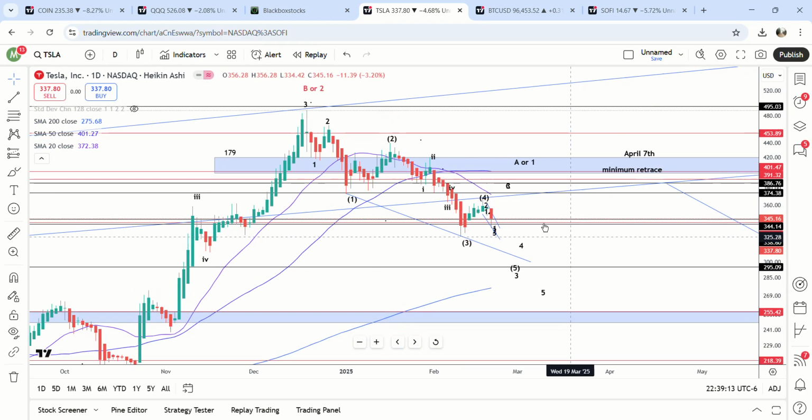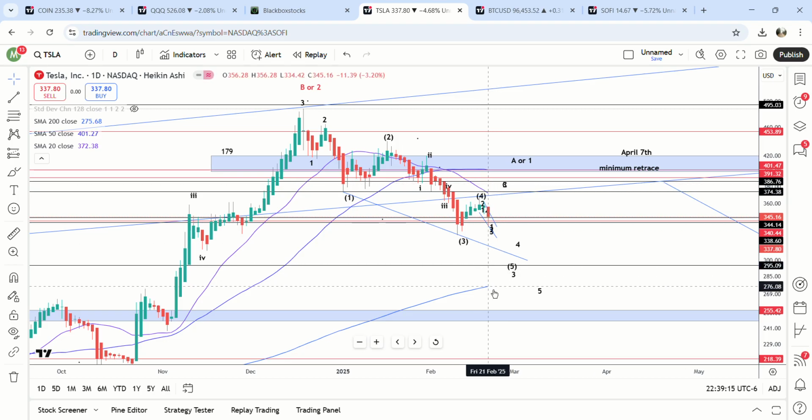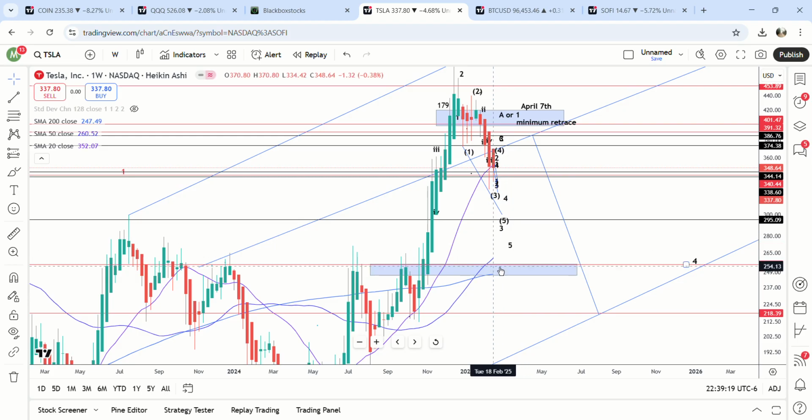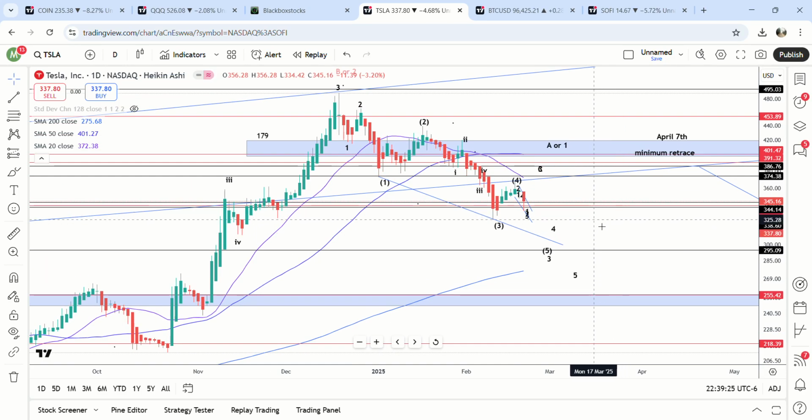We're below every moving average, even the 100-day. That is the next support. And on the weekly, we're below the 20. Next support's at 260. So this count is looking more and more like it makes a lot of sense.